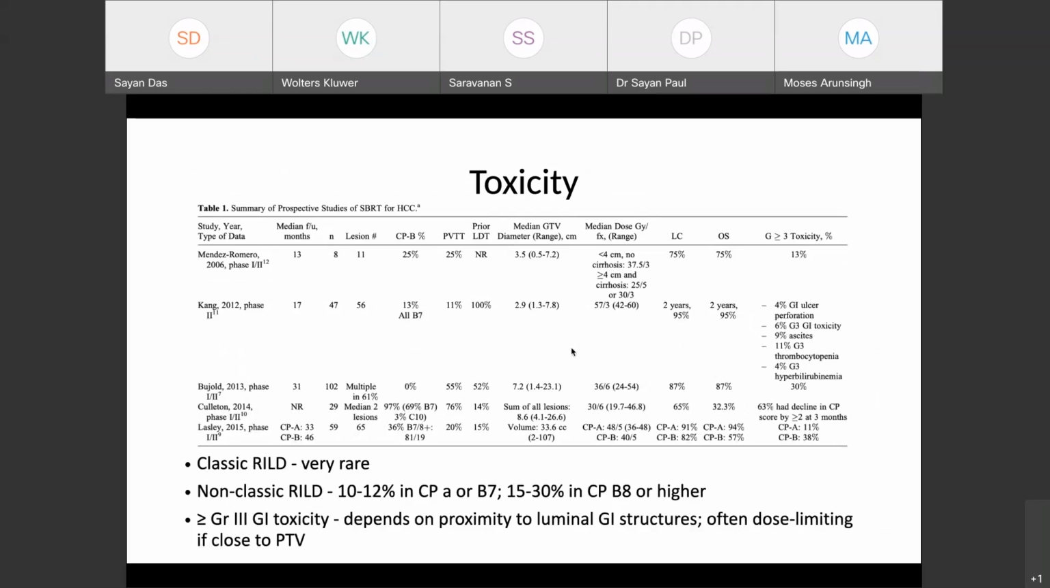Well, let's have a look at the toxicities. Look at the last column, which shows that, as I said, with the newer techniques, classic RIL is very rarely seen. The non-classic in CPA or B7 is around 10 to 12%, while it can be as high as 30 to 35% in CPB8 or higher. Again, toxicity depends mostly on proximity to the luminal GI structures, which can often be dose limiting if your PTV is very close to these structures like the duodenum.